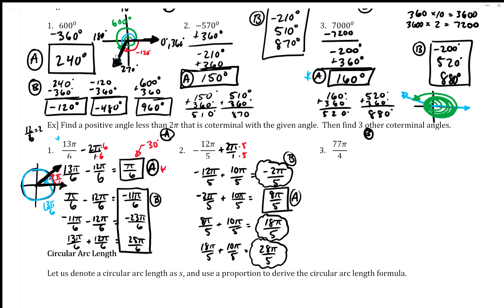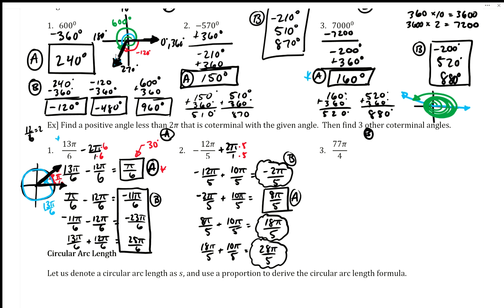So all of these, again, are equivalent angles. All right, so that's that. If we do need to plot it, we could convert them to degrees. I'm gonna skip that for now. This is our focus, just to get the angles. Okay, one more time, number 3, 77 pi over 4.